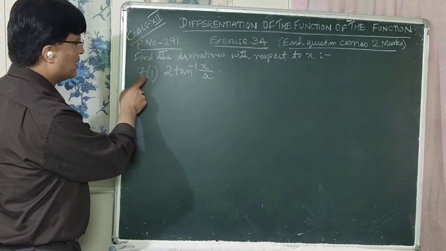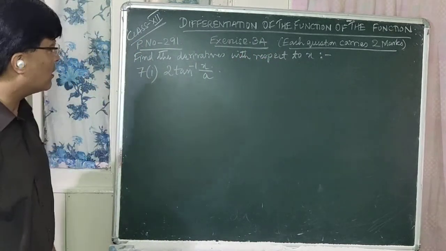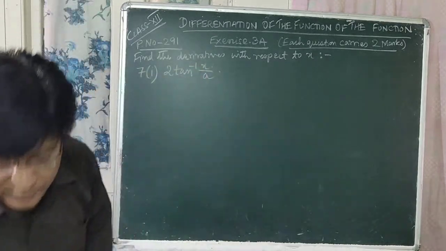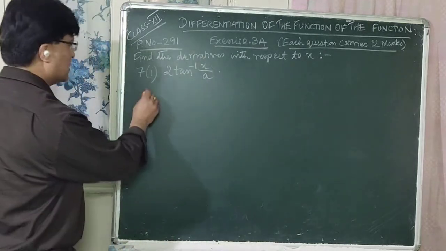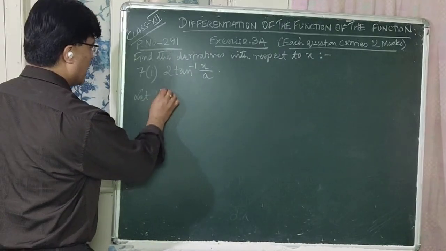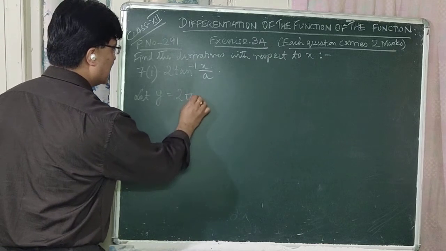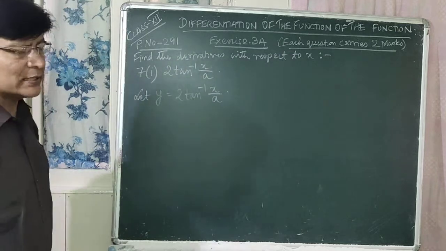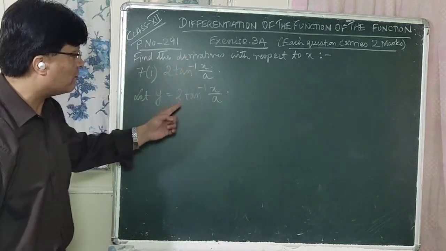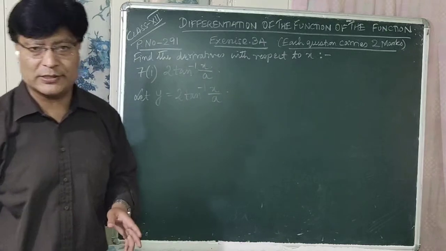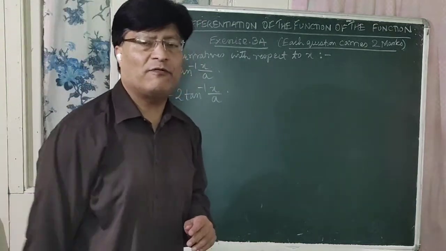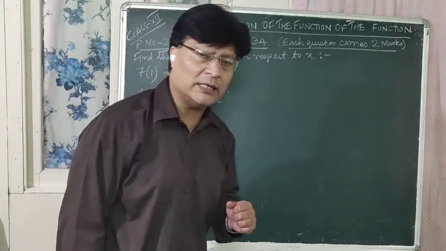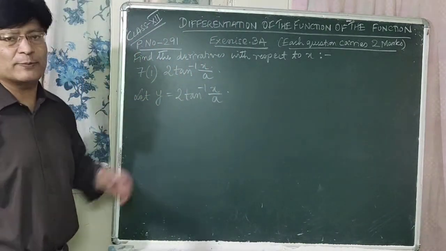That is question 7, number 1. Let's start from 7 number 1. That is 2 tan inverse x upon a. So let us assume y is equal to 2 tan inverse x upon a. Now in this case you have to find the derivative of this function with respect to x, that means the differentiation of this function with respect to x, or the differential coefficient of y with respect to x.